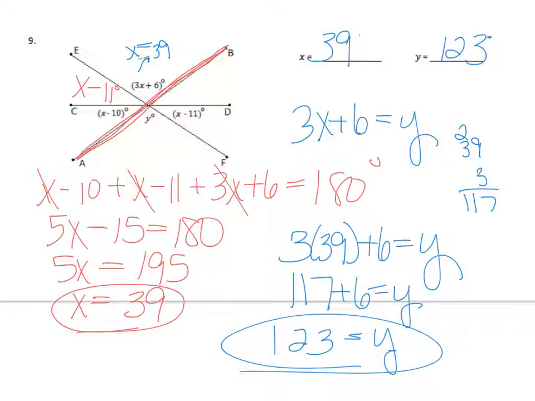Then up here, if x equals 39, go ahead and plug it in. 3x plus 6, x equals 39. These are vertical angles, so set them equal. 3x plus 6 equals y. Plug in 39 for x and solve. Cool.